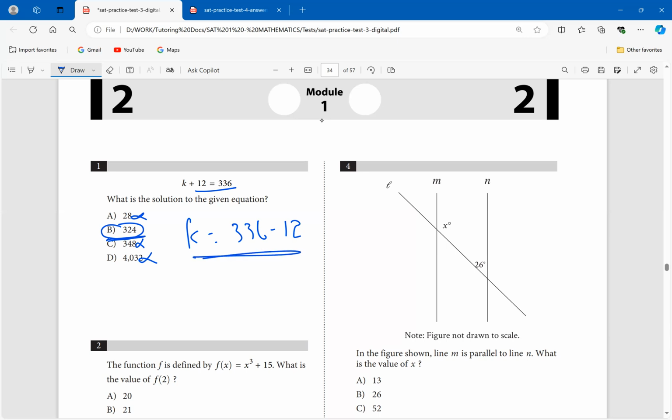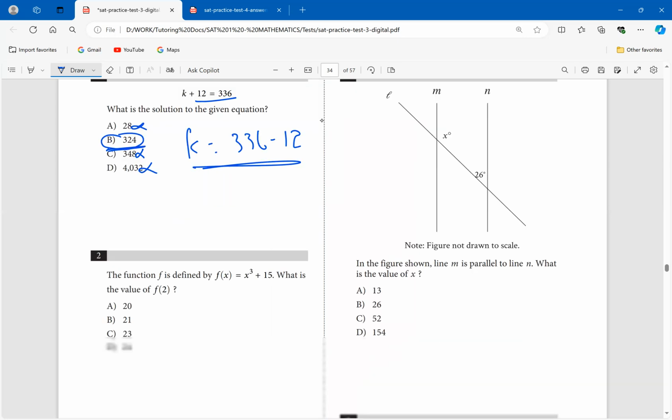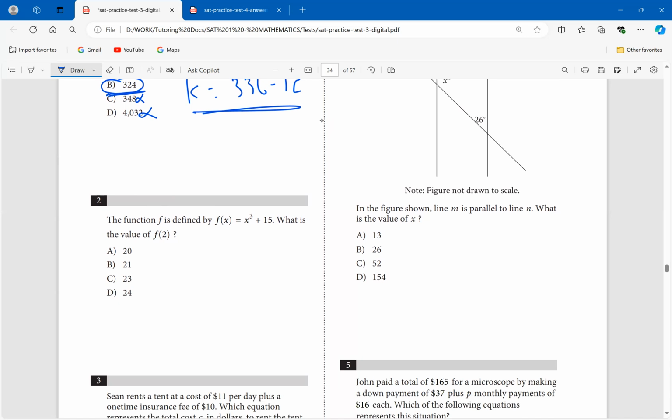So these types of questions should be attempted directly, where you just predict an answer, and of course the right one. But if you are unsure about your calculation, you can then head on to solving it as well. Okay, the function f is defined by f of x equals x cube plus 15. What is the value of f of 2? f of 2 is 2 cube, which is 8, plus 15. Right away, which is choice C, which is 23.